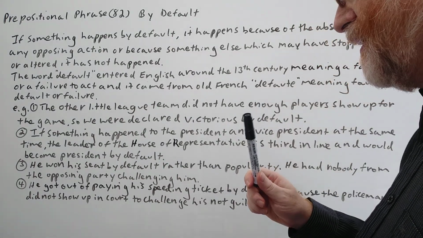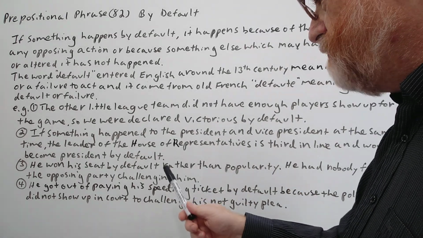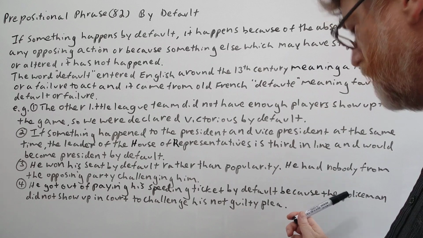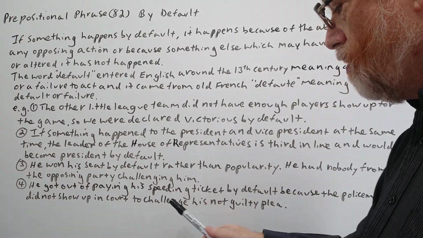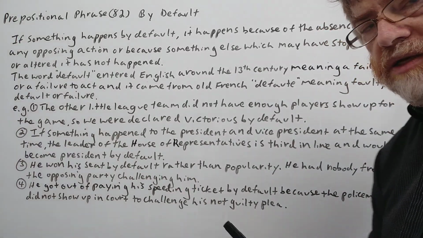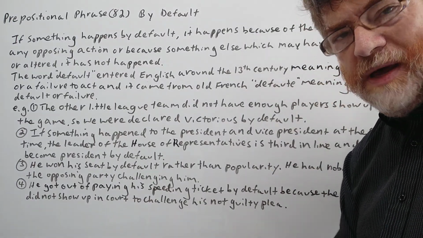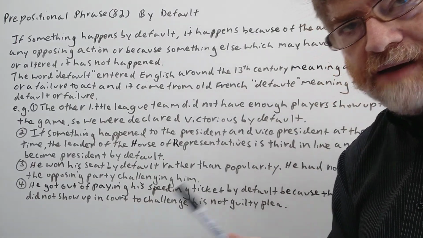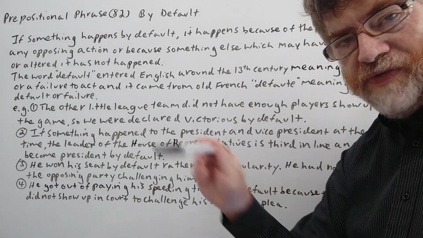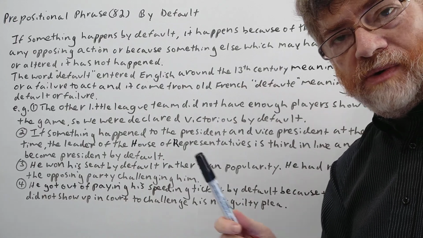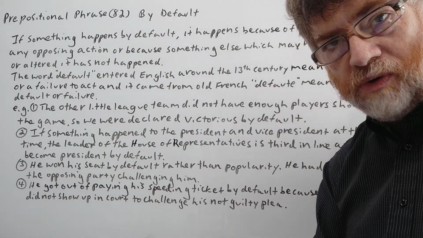All right, and number 4 here. He got out of paying his speeding ticket by default because the policeman did not show up in court to challenge his not guilty plea. Yeah, in America, if you get a speeding ticket, to be honest, the majority of the time you are guilty, and most people just check off they are guilty and pay the fine. But you could try to go to court and say that you are not guilty, that the policeman was wrong.